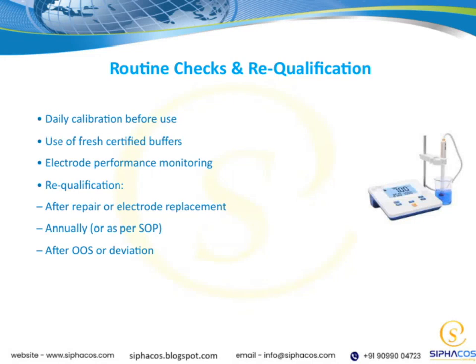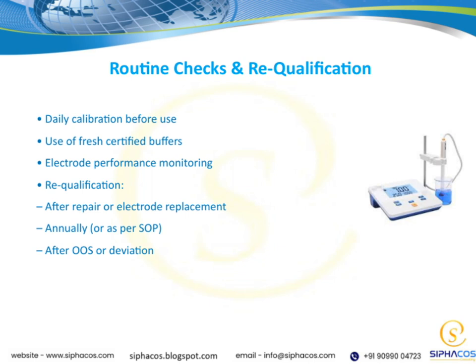Let's now talk about routine checks and requalification, which are vital for maintaining the accuracy and reliability of our measurements. First, daily calibration before use is essential. It ensures that our electrodes are providing correct readings each day. Using fresh, certified buffers is equally important because it guarantees that our calibration standards are accurate and traceable. Monitoring electrode performance regularly helps us identify any drift or degradation over time, so we can address issues early before they impact our results.